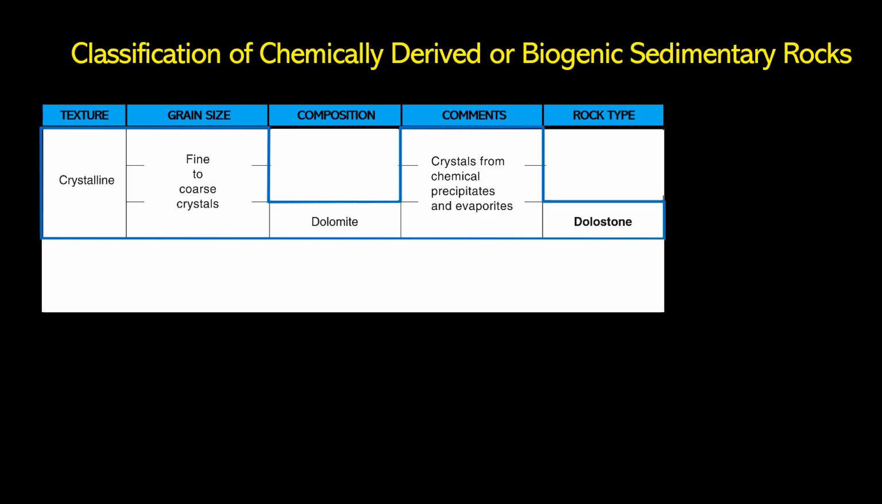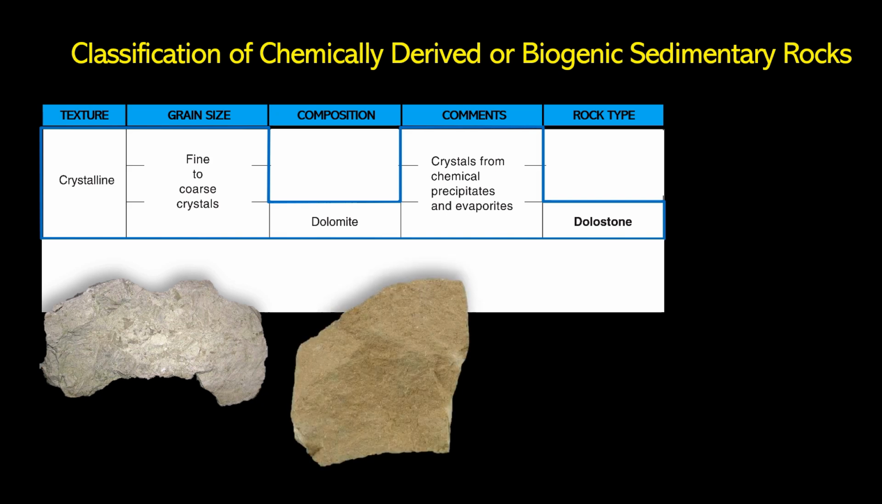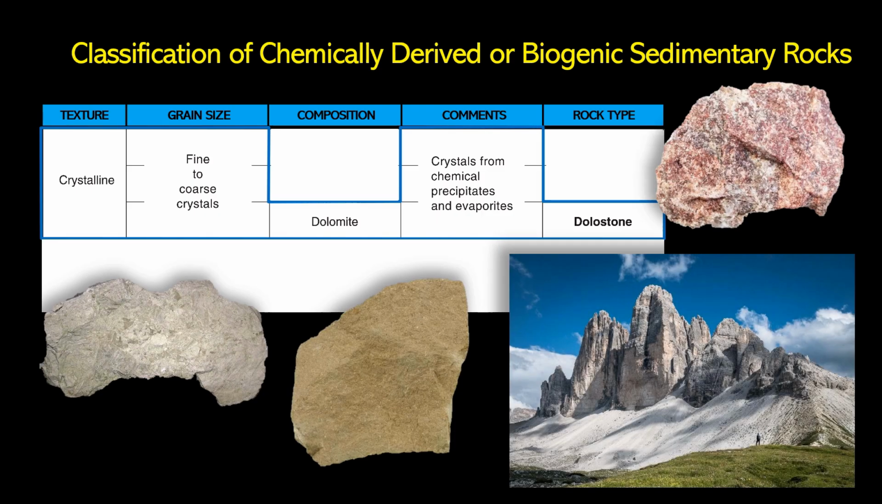Dolomite is a chemical rock primarily composed of the mineral dolomite, CaMg(CO3)2. It forms through a process called dolomitization, where magnesium-rich waters alter limestone, composed of calcium carbonate, by replacing some of the calcium with magnesium. This often occurs in shallow marine environments.